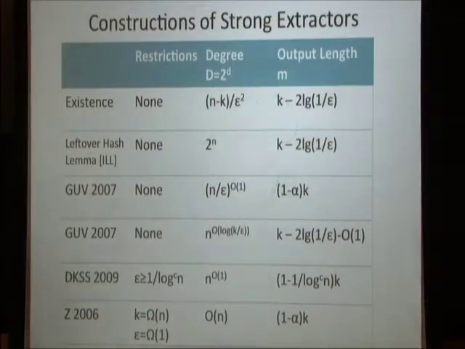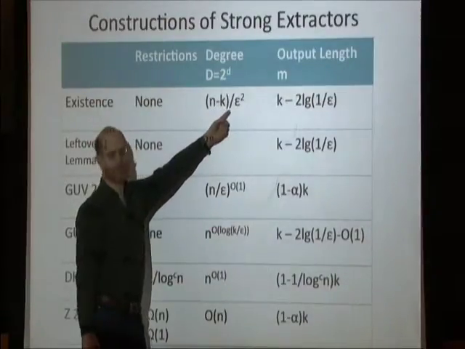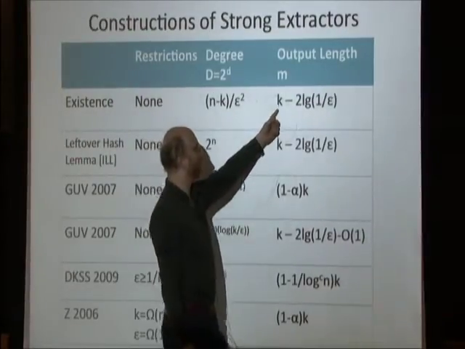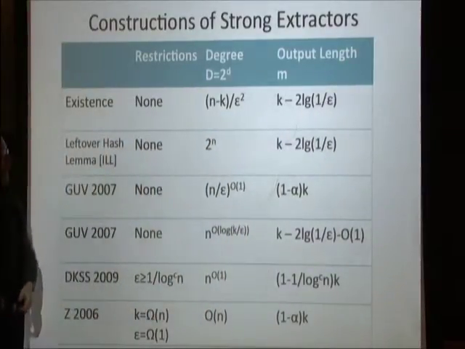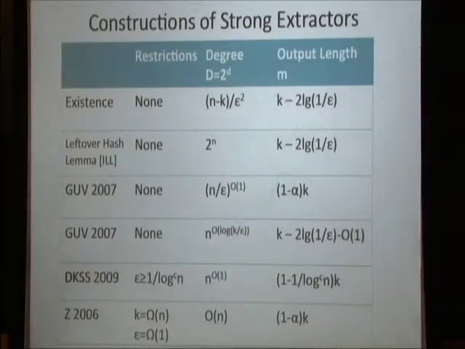Okay, so there's been a lot of work on this. Right now there are several independent constructions, but I didn't write the whole history of them. Existence-wise, the degree just has to be about little n over epsilon squared, or log of big N over epsilon squared, and the output length can be very close to k. There has to be some entropy loss, like 2 log 1 over epsilon, at least for a strong extractor. You can't actually output all k bits, but k minus a little bit.